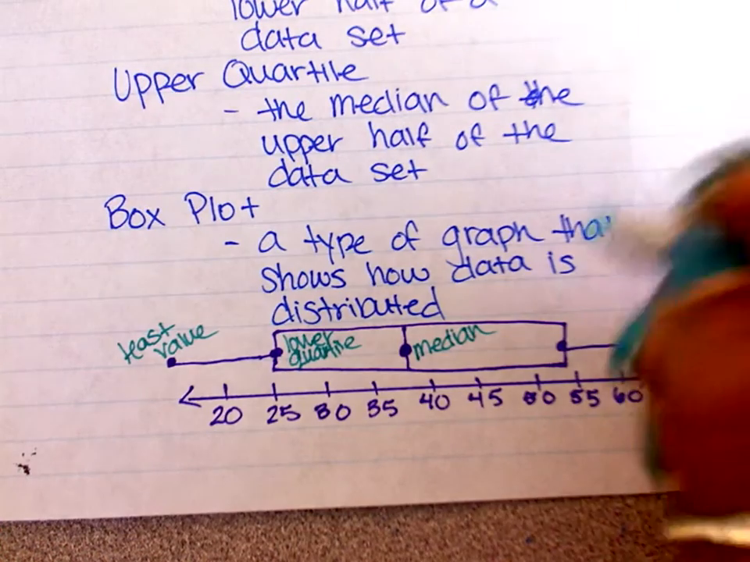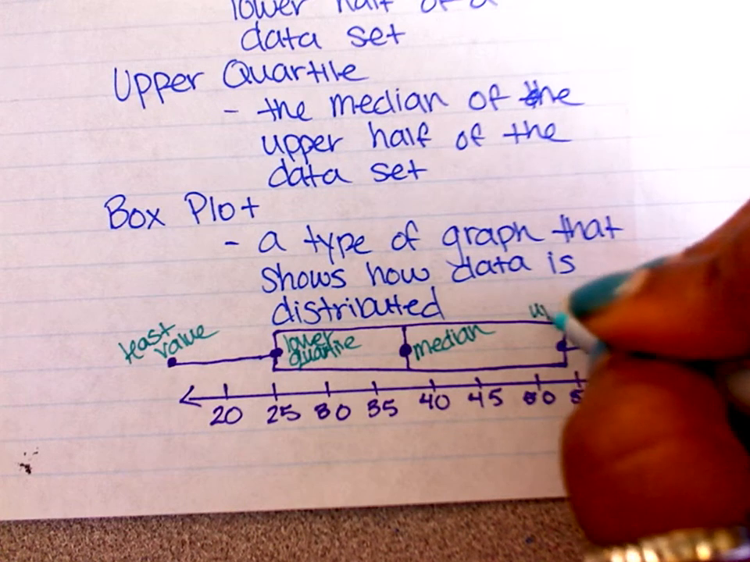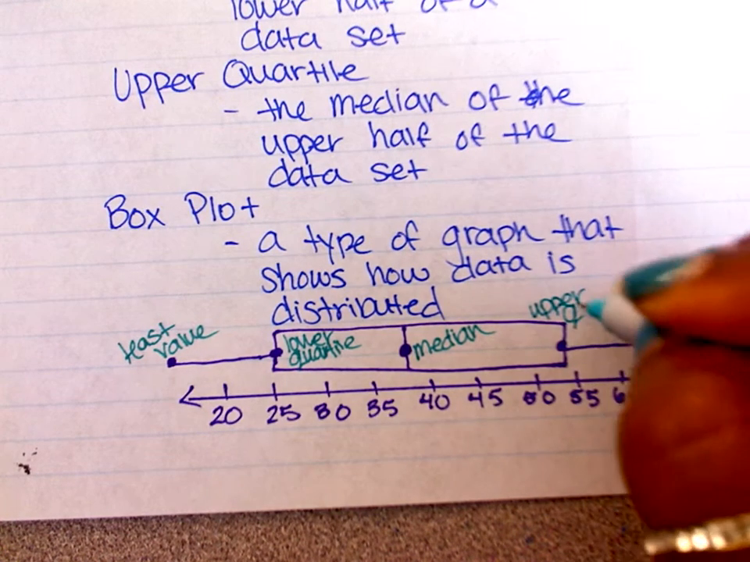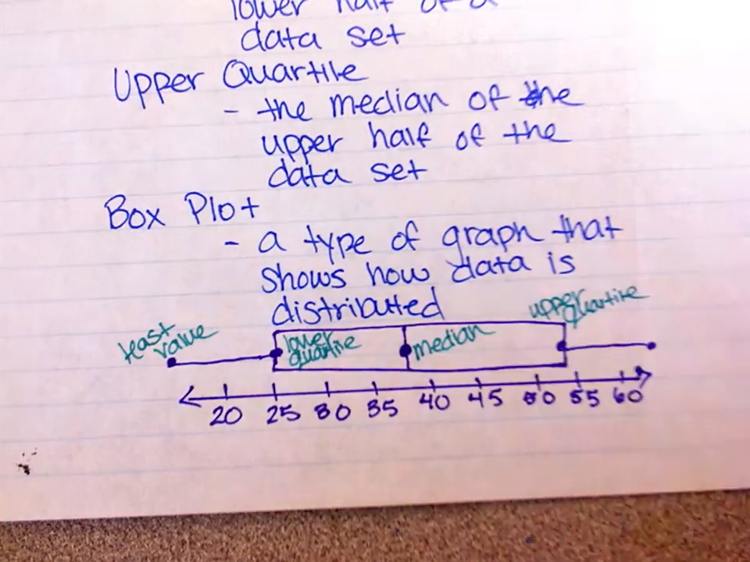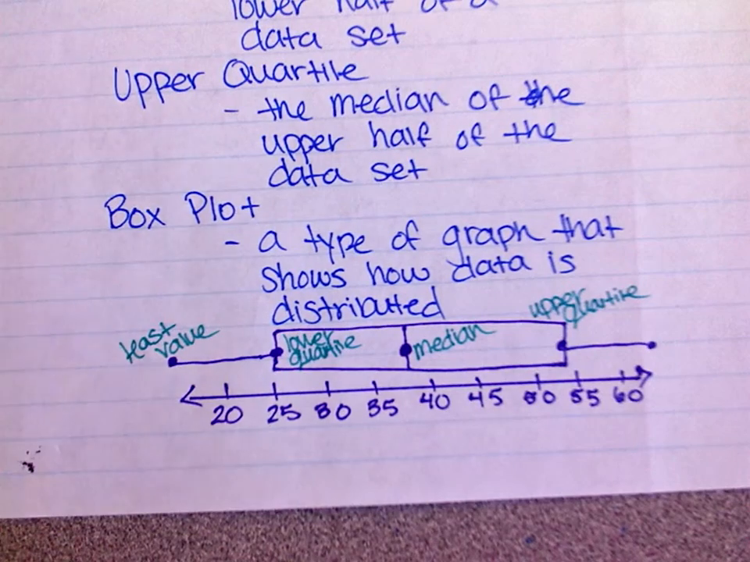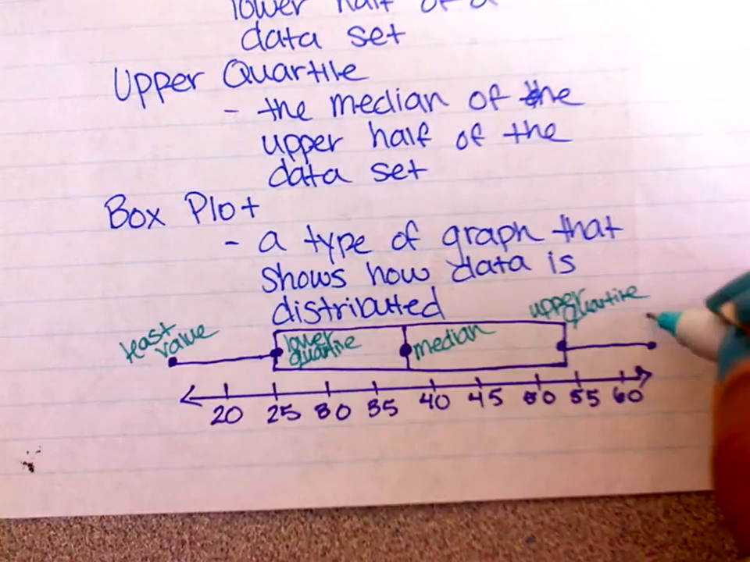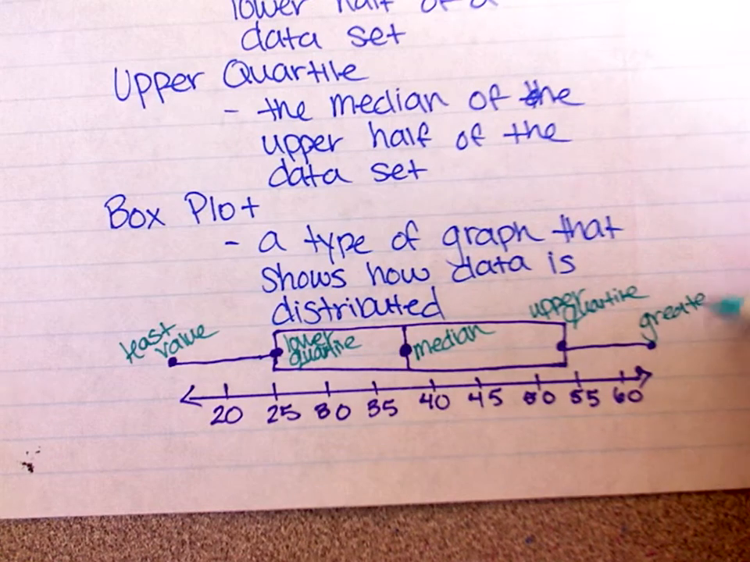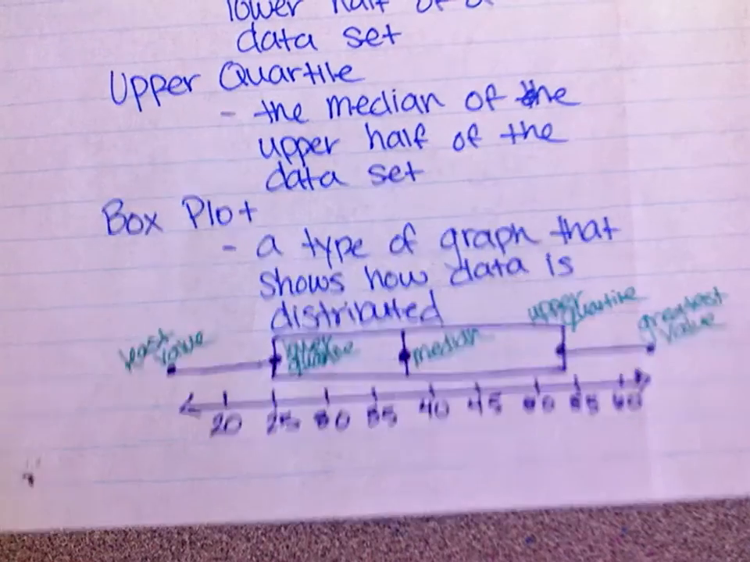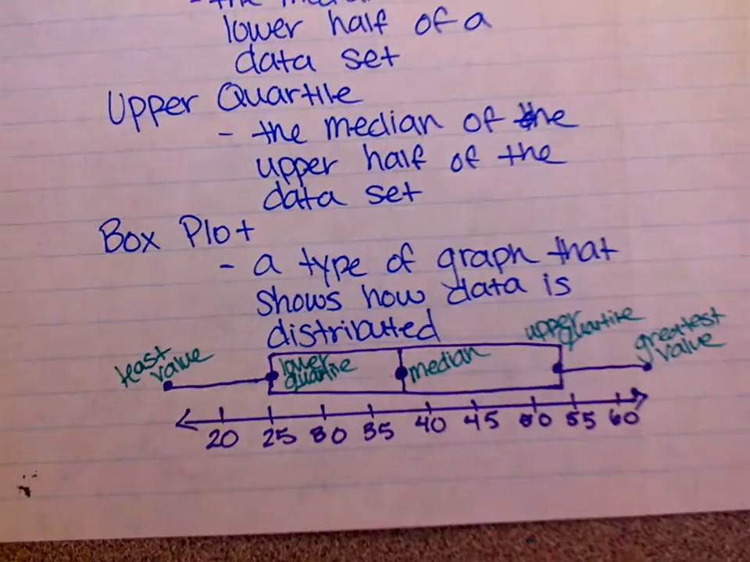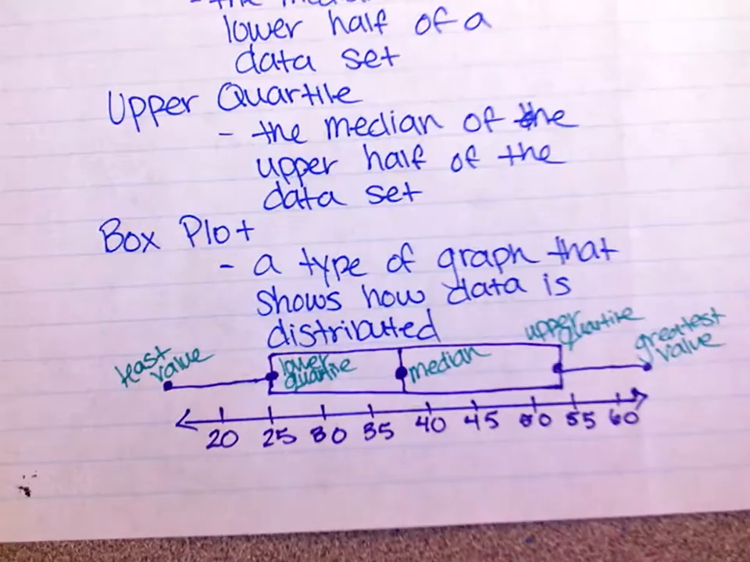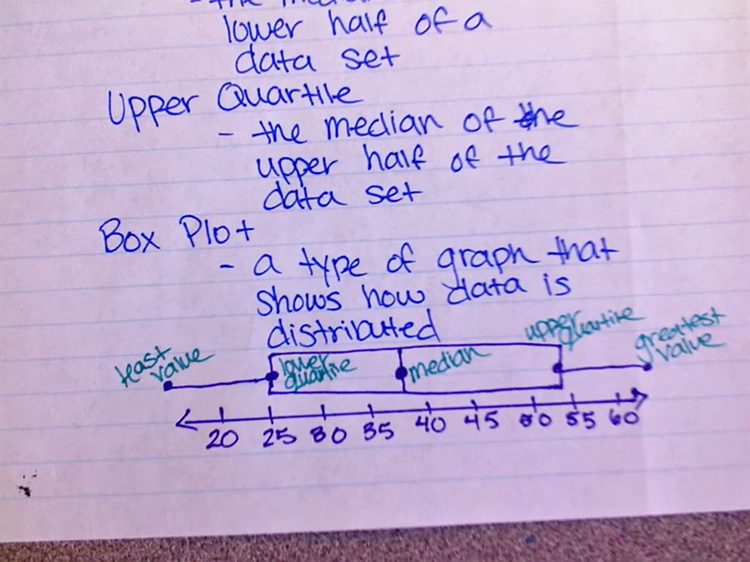The dot at the end of the box is your upper quartile, which means the median of the upper half of the numbers. And then your greatest value is at the end. Greatest value. Go ahead and label that. Once you've labeled that, your pencil's in the air. It's fine when you're ready.